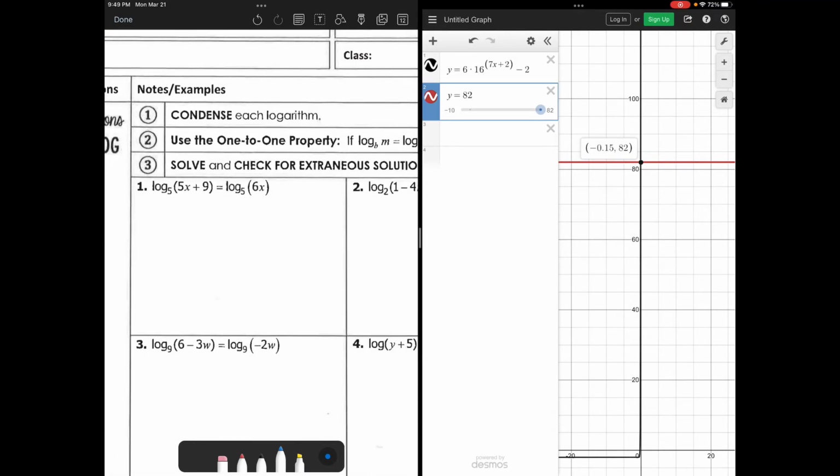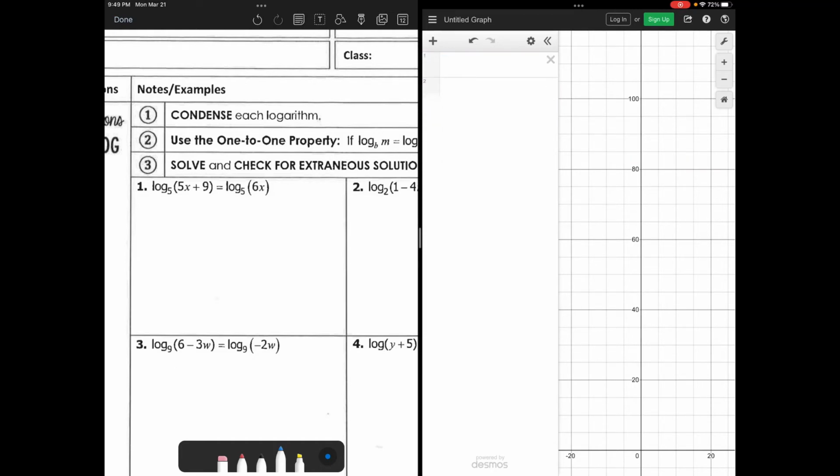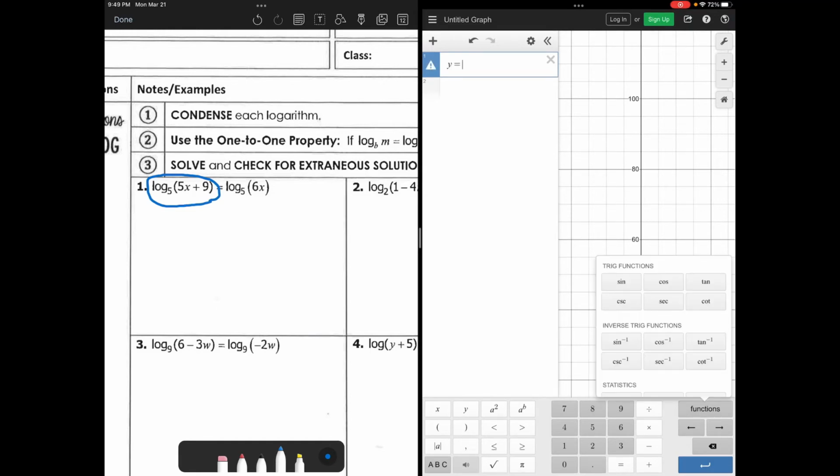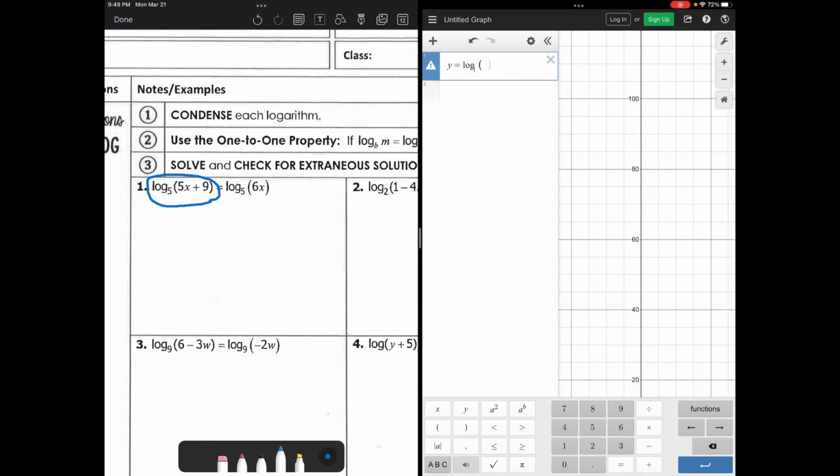Let's go to solving a log equation. Yesterday, again, I showed you how to put log in Desmos, so I'm going to do that again. We have log base 5 of 5x plus 9. That's going to go into the first graph. So we have y is equal to, and to get to the log, we hit functions, and we go under calculus. I'm not sure why this is listed under calculus. And we're going to do log base A, and our base here would be 5. And then we would type in 5x plus 9.